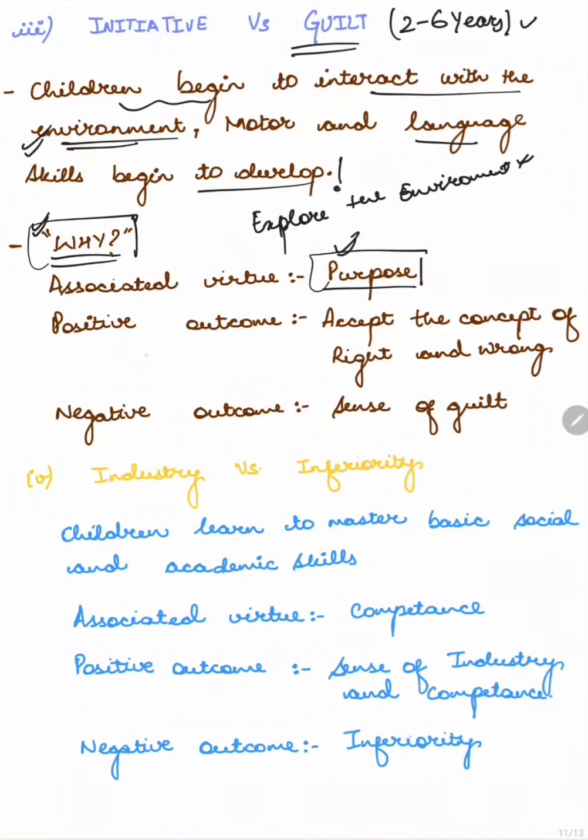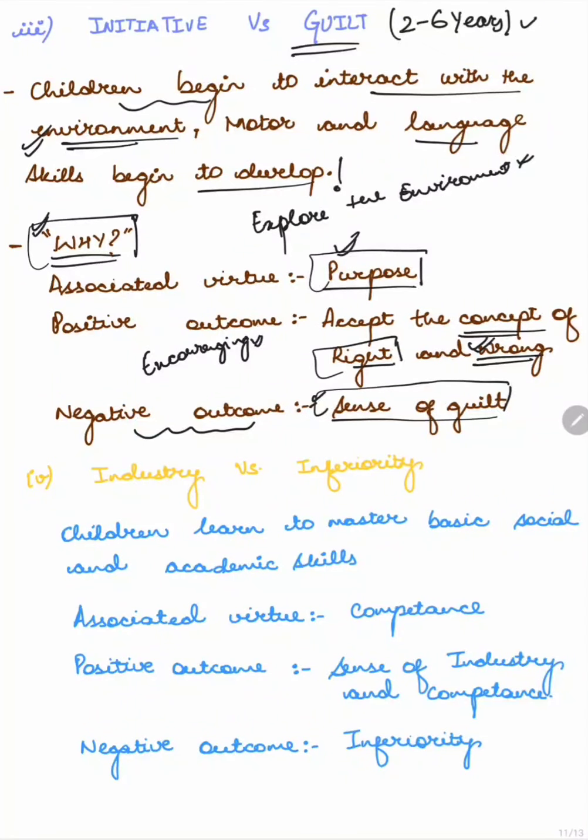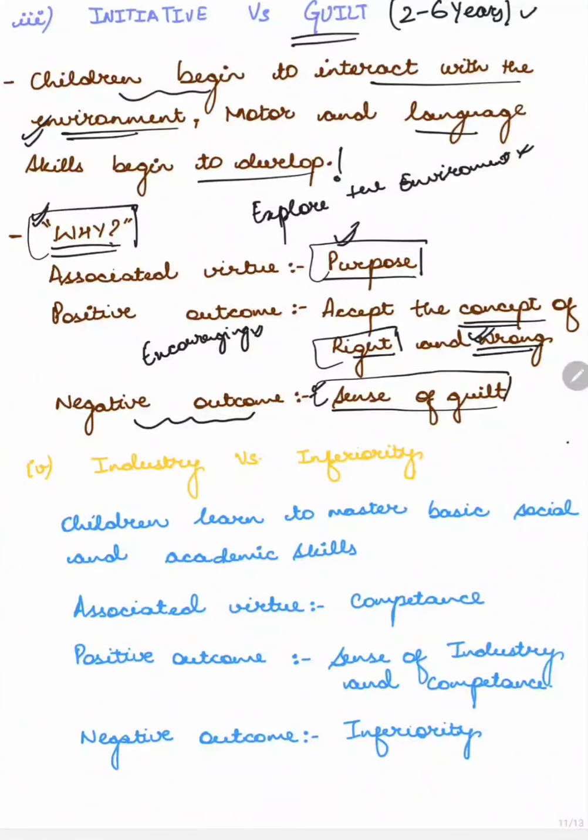If the parents are encouraging, right, and at the same time are consistent in disciplining, the child will accept the concept of right and wrong. But the negative outcome will be a sense of guilt will be developed. The child will not be able to work independently. He or she will believe that it is wrong to be independent, right?